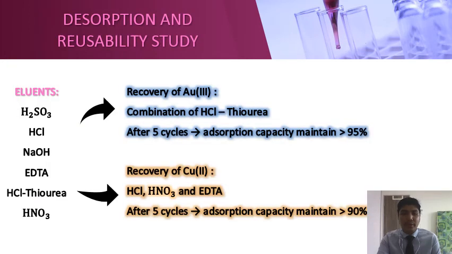For the desorption and reusability study, there are several eluents that have been reviewed. For the recovery of Au3+, the most effective is the combination of HCl and thiourea. After 5 cycles, the adsorption capacity is maintained at more than 95%. For the recovery of Cu2+, HCl, HNO3 and EDTA is more effective. After 5 cycles, the adsorption capacity is maintained at more than 90%.